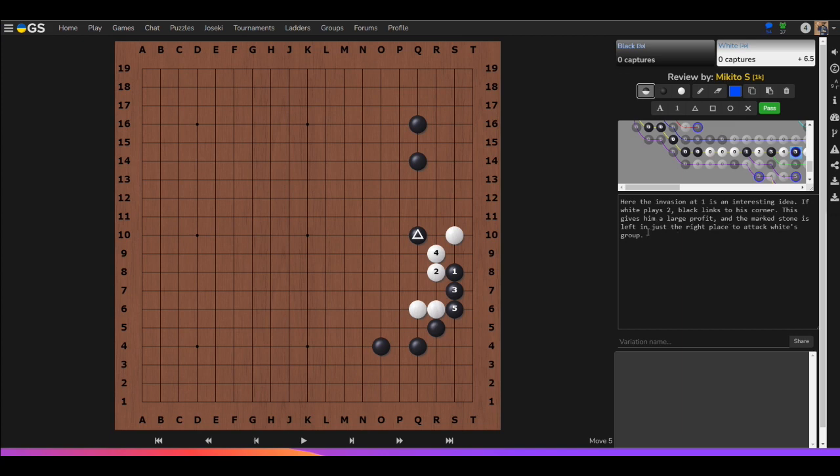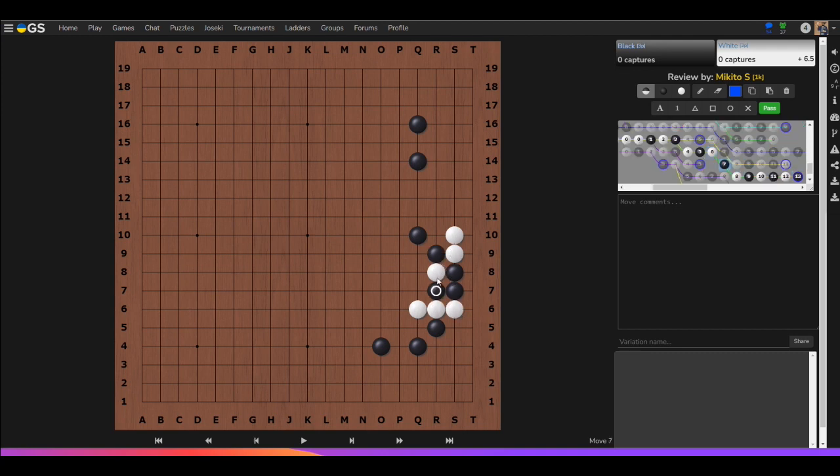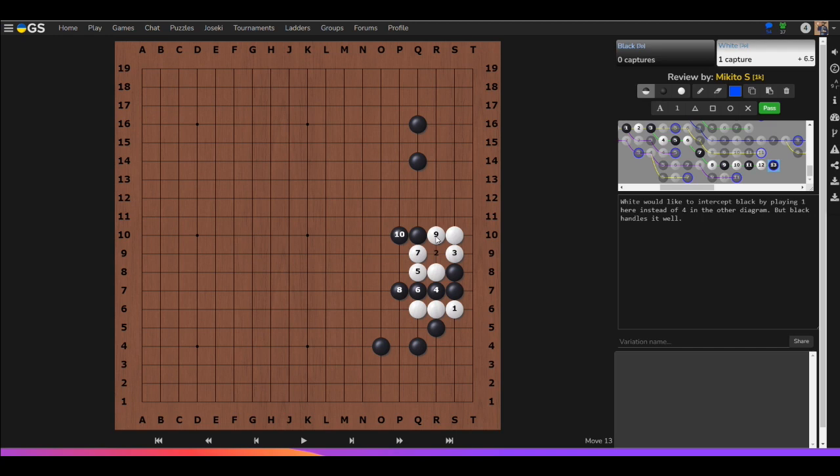The mark stone is left in just the right place to attack white's group. So you can see it's the angle Tetsuji, right? It's breaking the tiger's mouth. So this is a really nice position for black. I think we could all agree on that. If white played this way, I believe it gives black the opportunity to get out, right? So black gets out, white takes when black gets to play up.